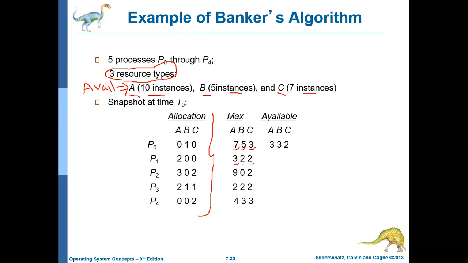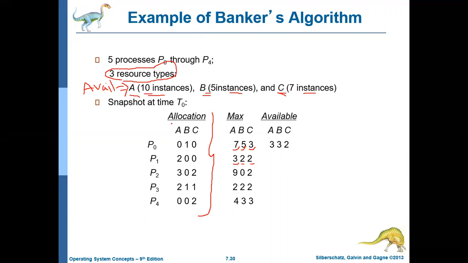Okay, available is also a matrix. Now what is available? Currently available is what? Originally available with the operating system is 10 instances of A, 5 instances of B, and 7 instances of C. This is the total available resources in the operating system, the total available instances of each resource type.